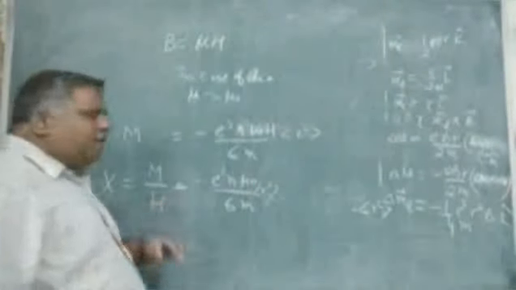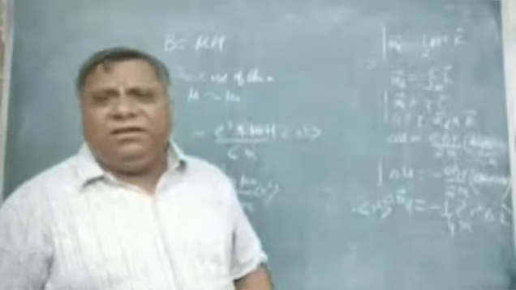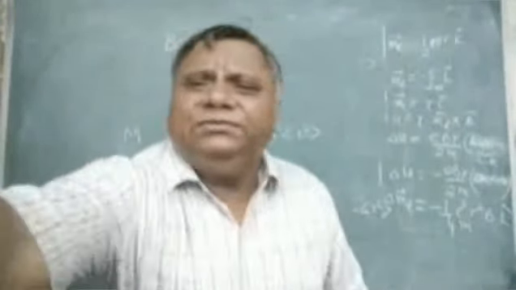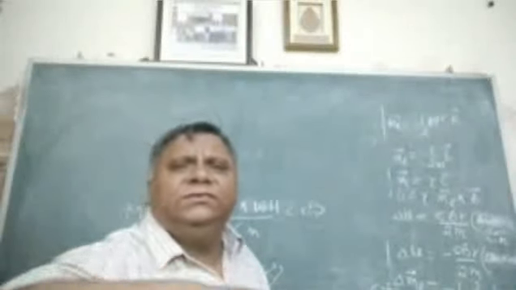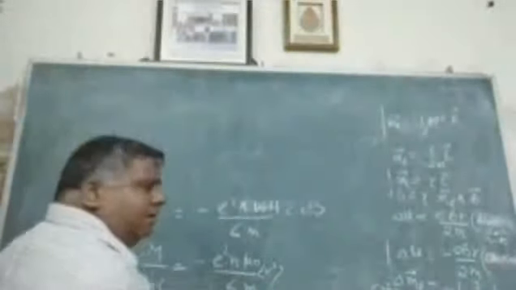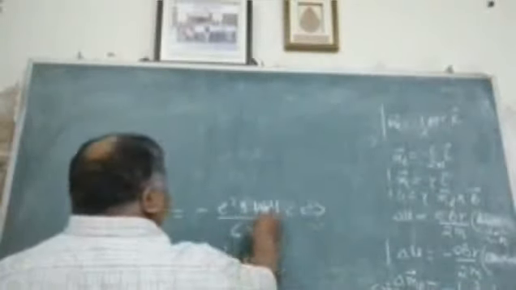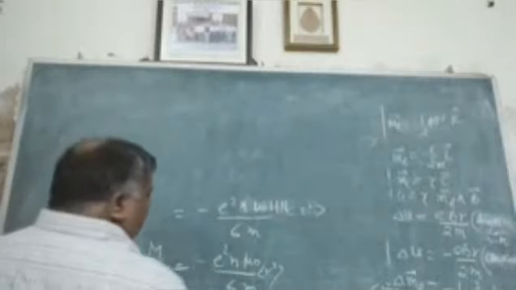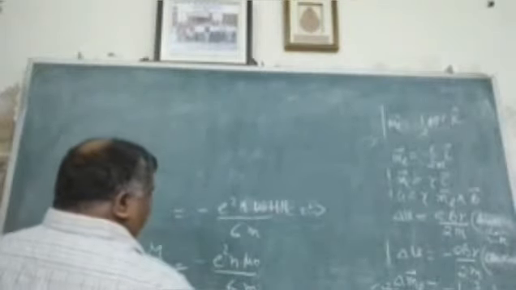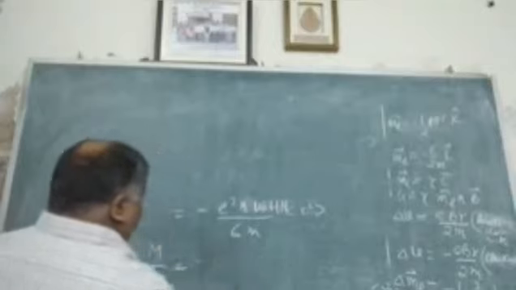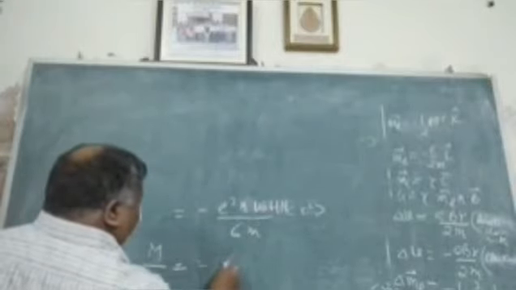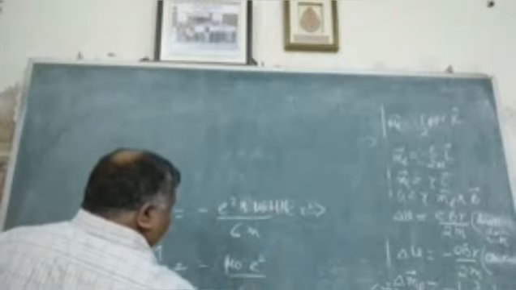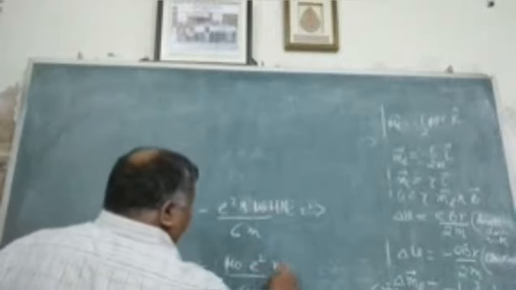This is the final expression which Langevin obtained using the classical approach. Here we have missed n, so let us write n. The final expression will then look like: minus mu naught e square Z n over 6m, times the average R square.